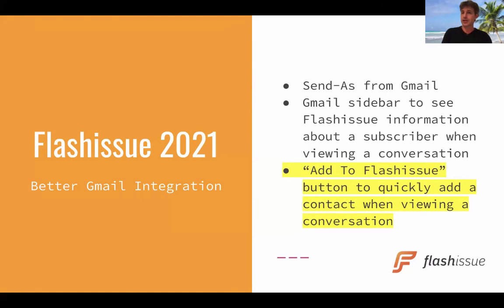And the third thing, again, this was a suggestion from Lan's webinar. We're going to add a little button in Gmail that when you're communicating with someone, when you have a conversation open, you'll just have a little button that says add this person to Flashissue as a contact, just like a quick add to Flashissue button. I think it's going to be really useful, especially if you're communicating a lot with your recipients after you send a newsletter.